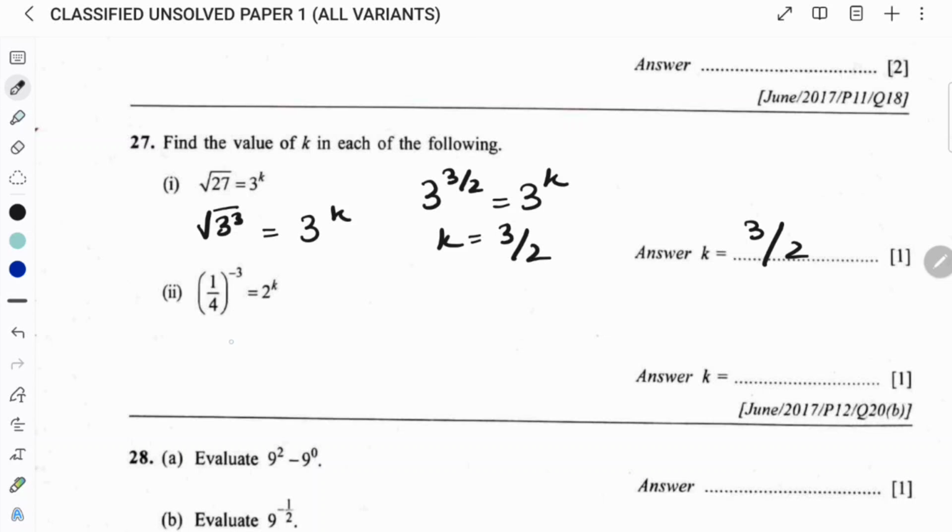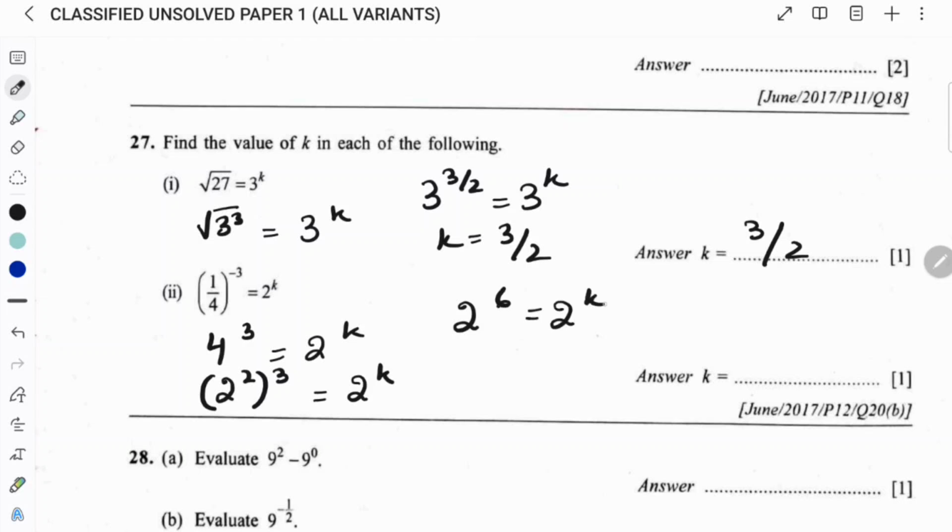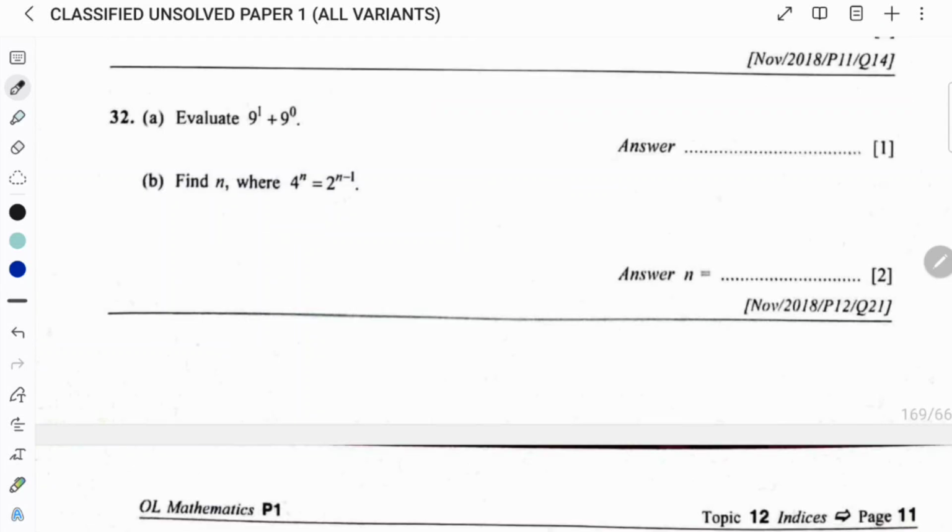So now here, 4 cube is equal to 2 to the power of k. Now we replace 4 as 2 square, so 2 to the power of 6 is equal to 2 to the power k, then k will be equal to 6 in this question.